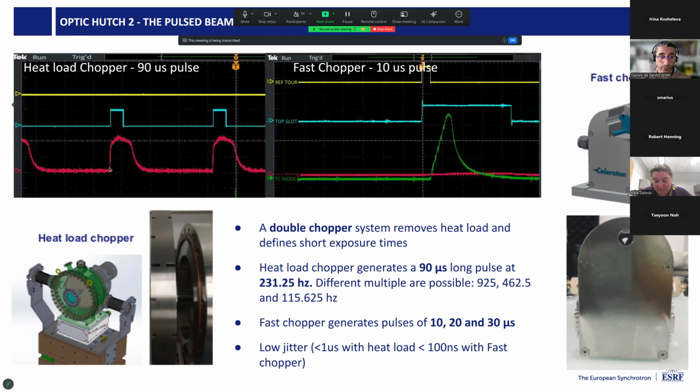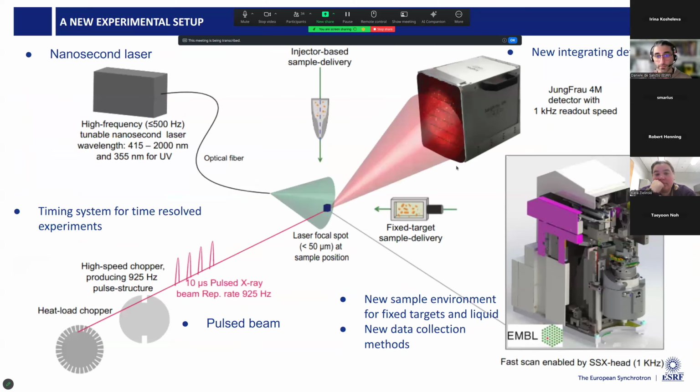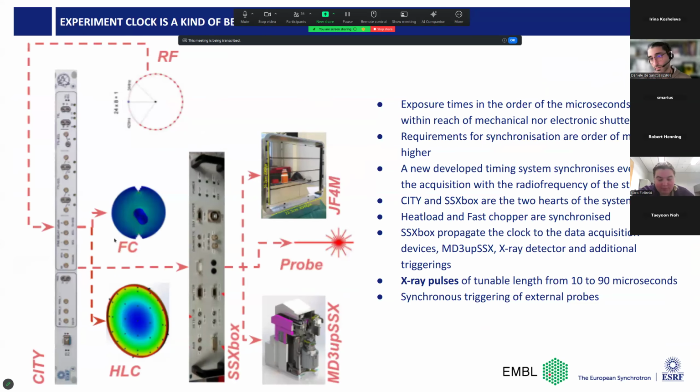Downstream from the two choppers, we have fast diodes that we use to make sure that the chopper is synchronized with the master clock. This is, for example, the pulse which is produced when we have the fast chopper in, which of course selects a bit of the pulse that is produced from the heat load chopper. The whole experiment is synchronized with the radio frequency of the machine.